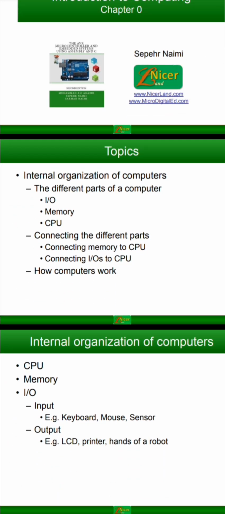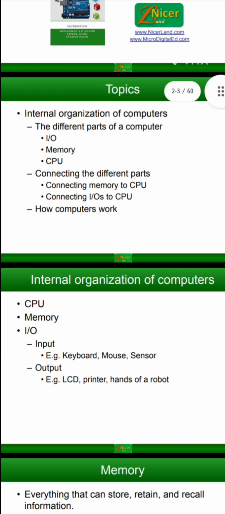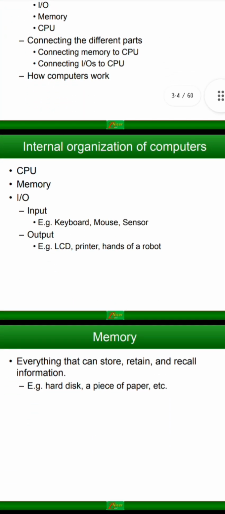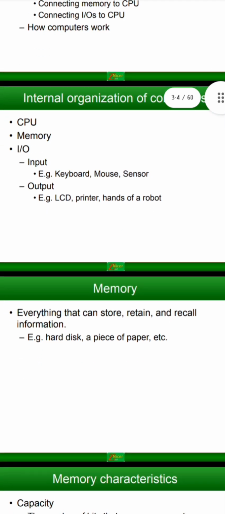This book is a reference to the second edition by Muhammad Ali Mazidi, Sarmad Naimi and Sepehr Naimi. This topic discusses the internal organization of a computer, the different parts of a computer: input, output, memory and CPU, the central processing unit. It discusses the connectivity of memory to the central processing unit, connecting input and output to the central processing unit, and how the computer basically works.